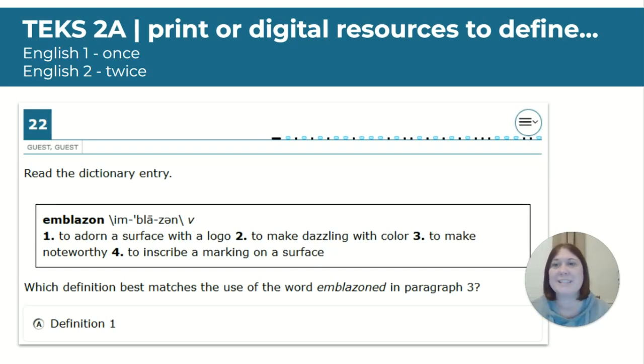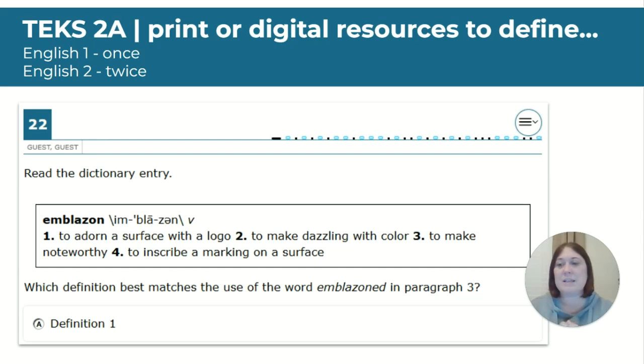So the first TEK we're looking at is TEKS 2A, and this is asking students to use print or digital resources to define or clarify their understanding of a vocabulary word. And I believe when we look at our two vocabulary TEKS, 2A and 2B, 2A is a little bit more difficult, and that's why it was asked twice on the English 2 and only once on the English 1.